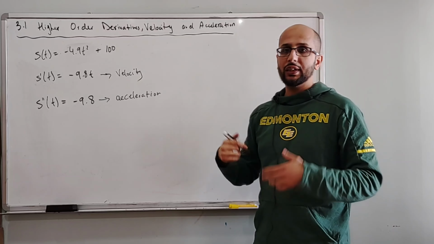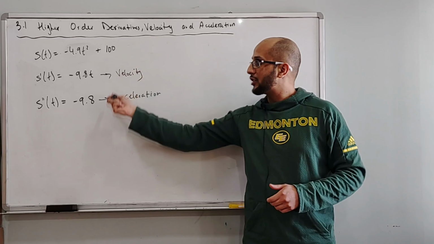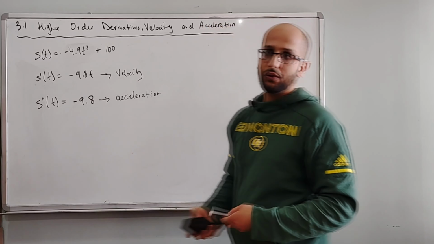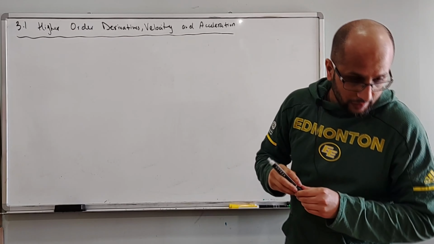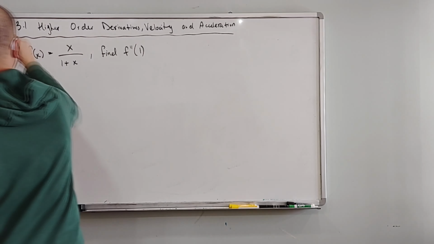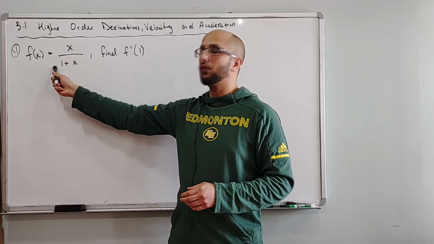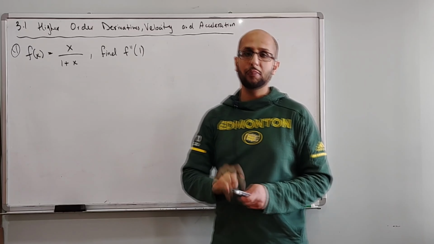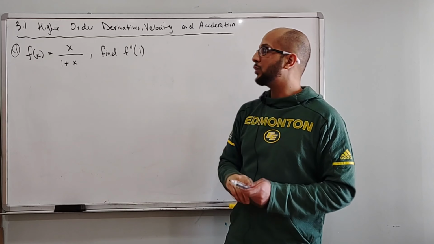What we're going to do now is take a few examples just to practice how we would implement this strategy and what we can gather from finding the derivative and the second derivative. So our first question is f at x is equal to x over 1 plus x, and we need to find f double prime of 1, meaning we need to find the second derivative and determine what it would be at x equals 1.